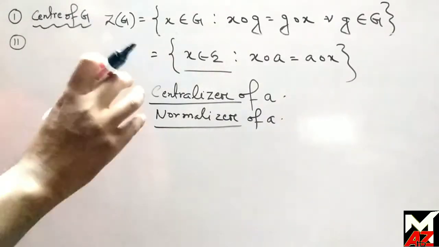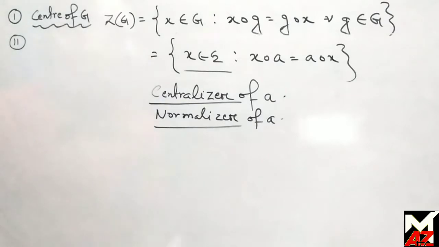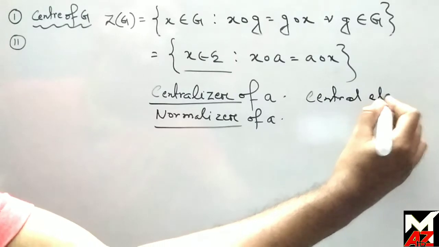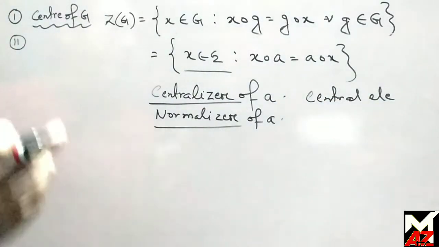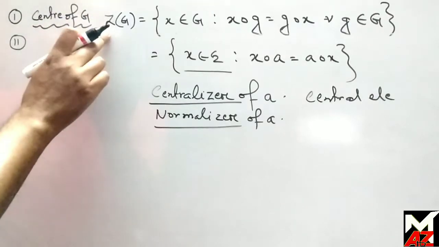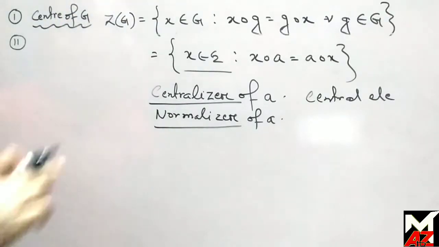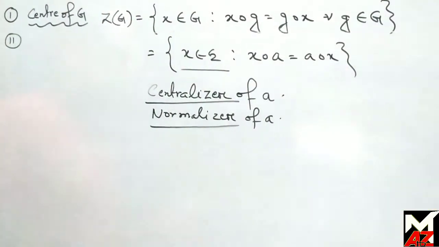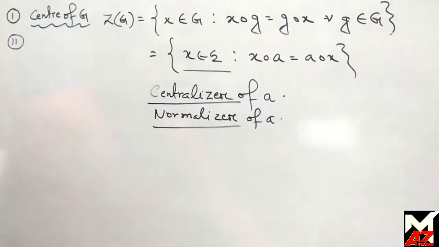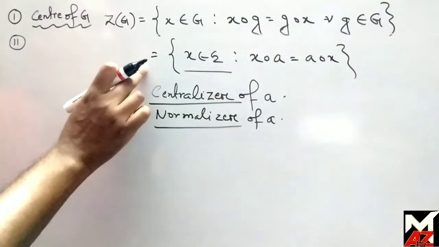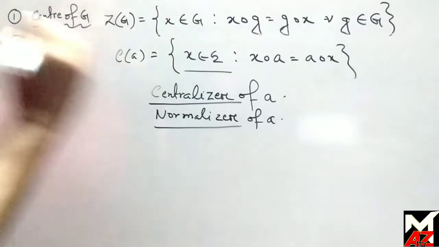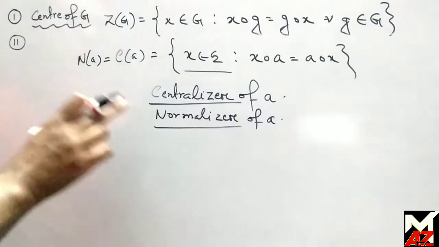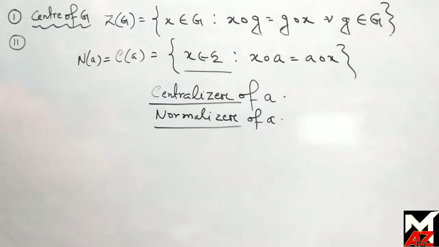And all the elements of this subgroup are called central elements. Sorry, this is not central element. For this subgroup, these are the central elements. Sorry, this is not central element. Now from the definition, this set is denoted by C of A, or sometimes it is denoted by N of A, because of normalizer of A or because of centralizer of A.